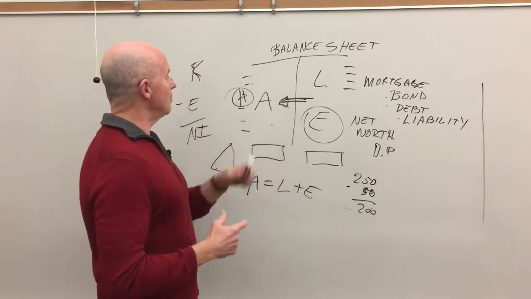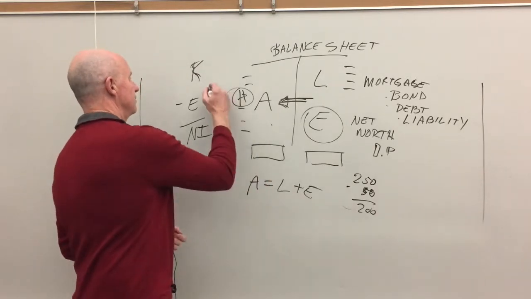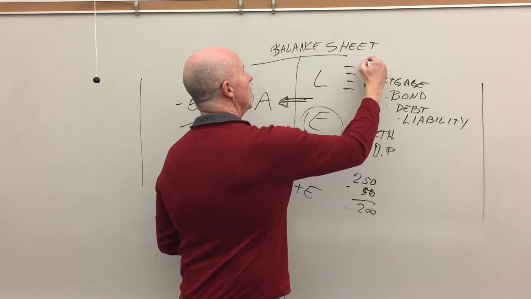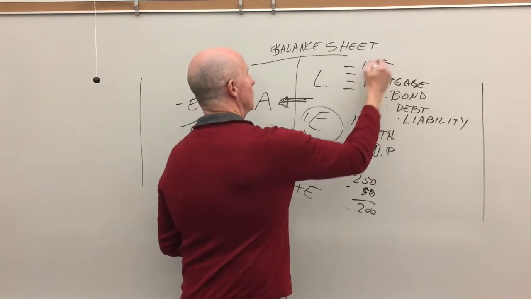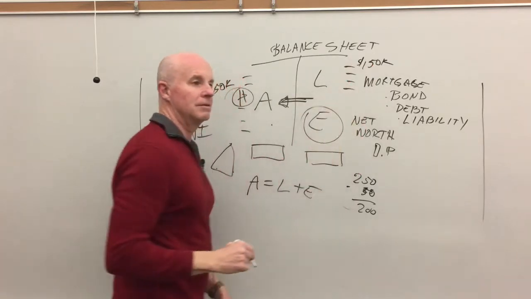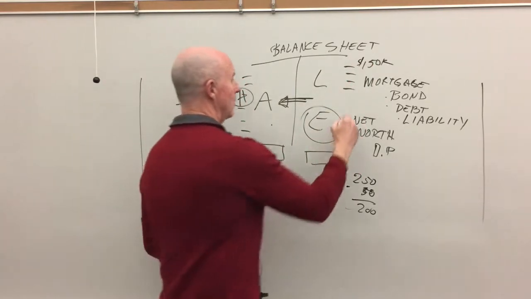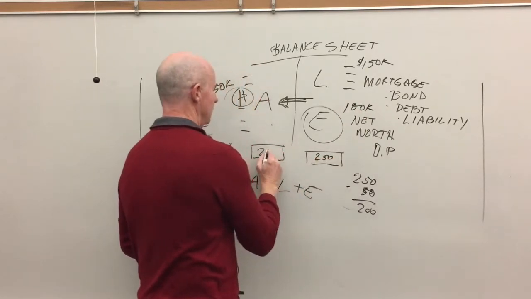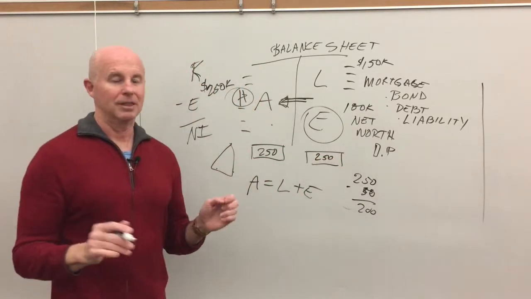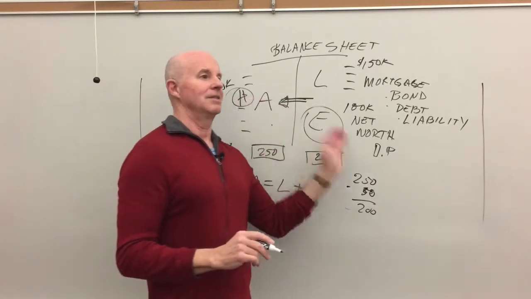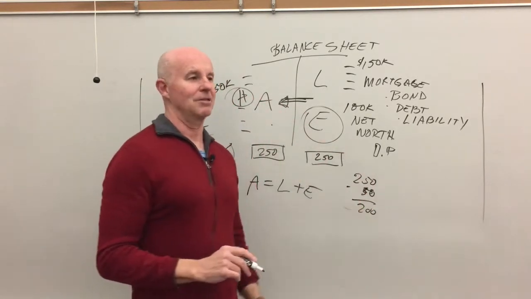So if your house is worth $250,000 and you have a $150,000 loan, how much equity do you have? 100 grand, right? Because this 250 has to equal this 250. That's the balance part. They have to equal each other. Every time, all the time, no ifs, ands, or buts, it has to balance.